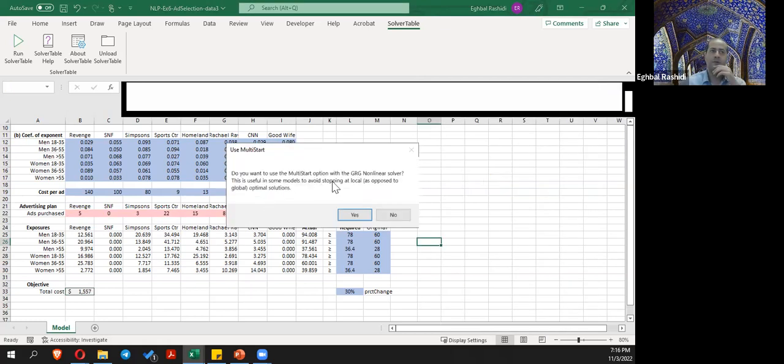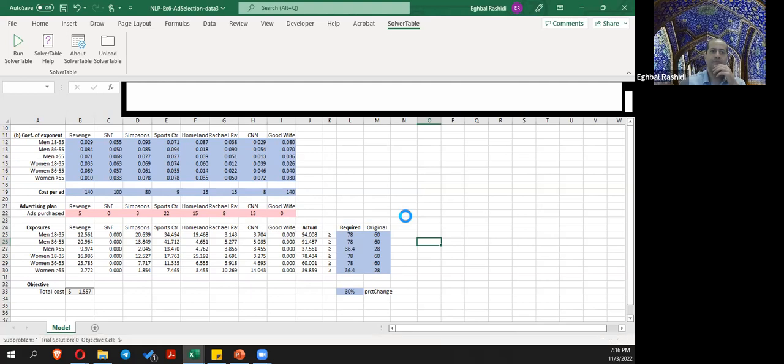Do you want to use the multi start? No. And it's running, so it's actually going to take a longer time because it has to run it 5 times. So any questions? This has to run for a while. Question? No question?